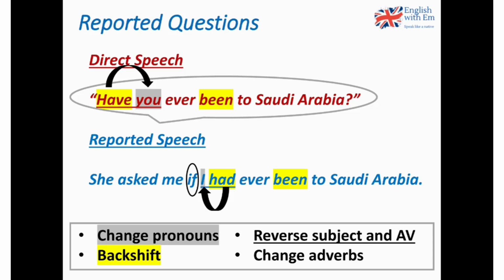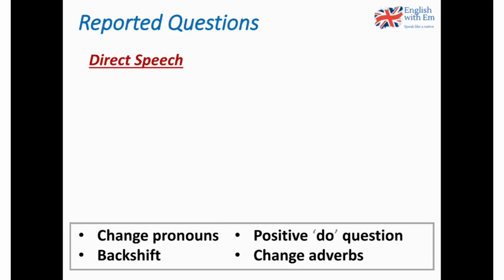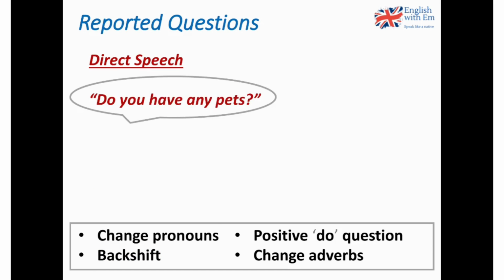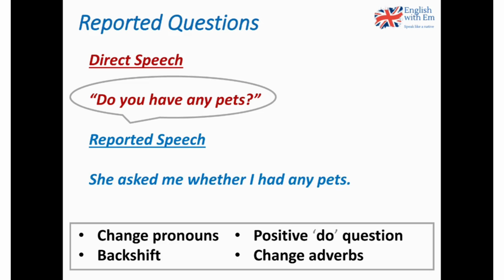Now let's look at one more. This is the last one. Do you have any pets? So we've got a positive do question, and it's also a yes or no question. Reported speech. She asked me whether I had any pets. And this time we're using whether. You could say if. She asked me if I had any pets. It's exactly the same.